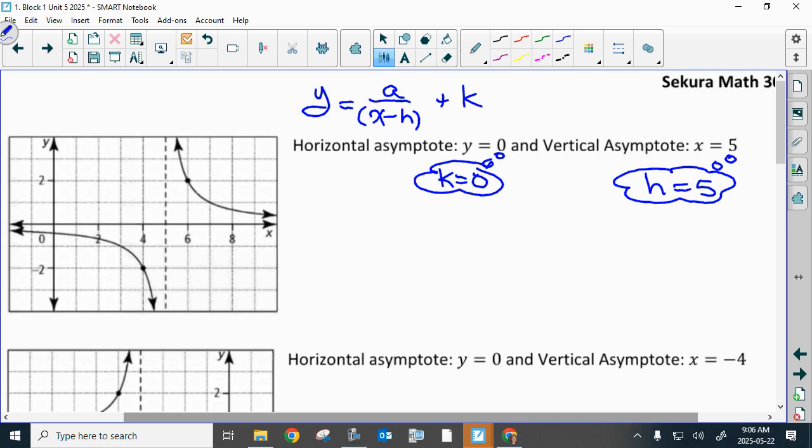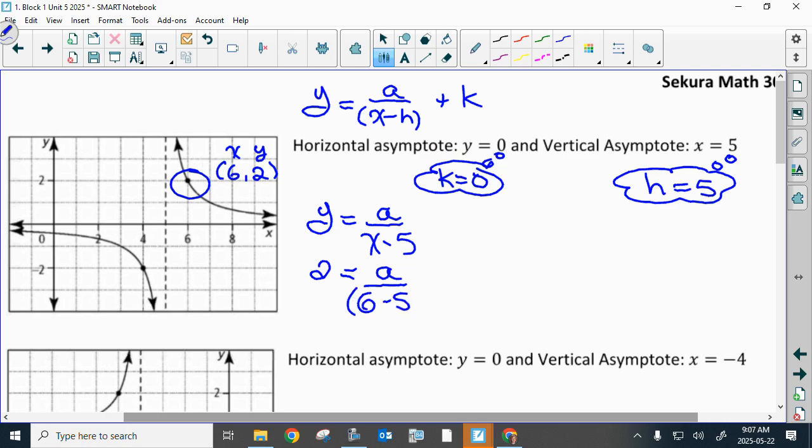The h always just follows the x wherever the x is. And your vertical stretch would just be on top here. So right away, I know my h is 5. I'm not going to put the plus 0. Are you guys okay with that? Okay. And if I'm going to algebraically determine the a value, I've got 6 and 2 as a given ordered pair. There's my x and my y. So 2 is equal to a, and then 6 minus 5, which is just going to be 1. So 2 is equal to a. This is my equation.